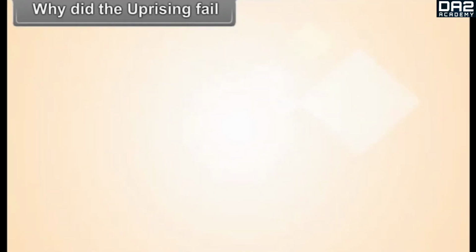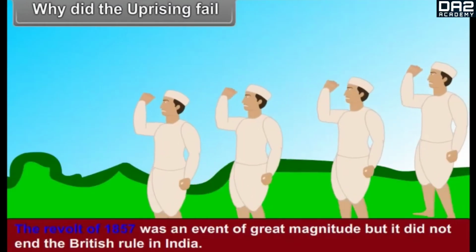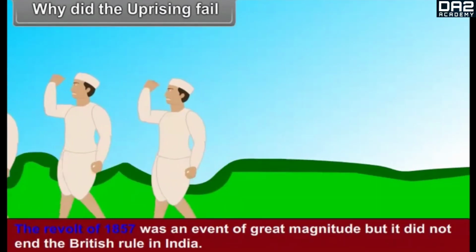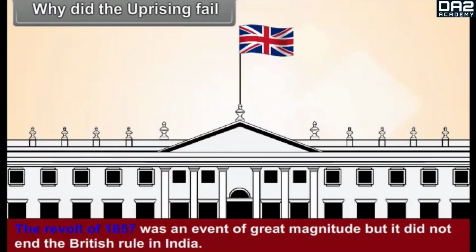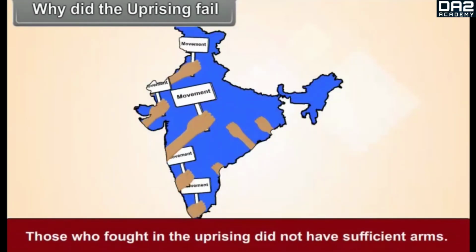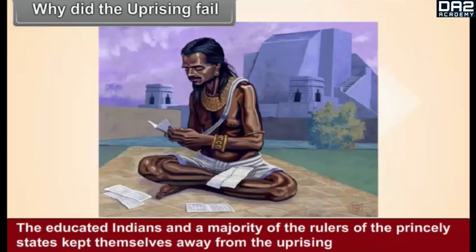Why did the uprising fail? The revolt of 1857 was an event of great magnitude, but it did not end the British rule in India. This was because the uprising was not well coordinated and there was no centralized leadership. Those who fought in the uprising did not have sufficient arms. The educated Indians and a majority of the rulers of the princely states kept themselves away from the uprising.